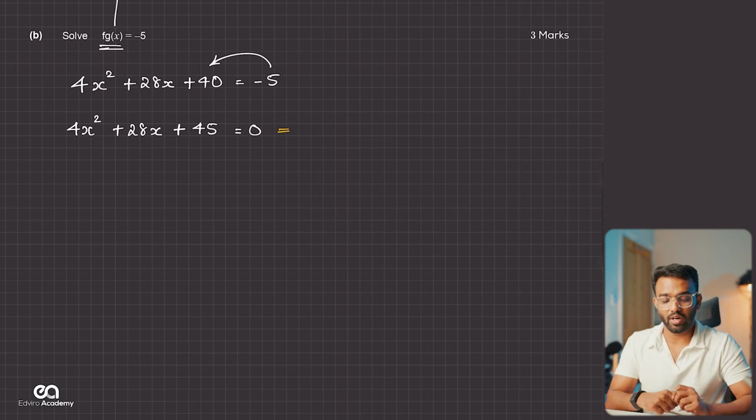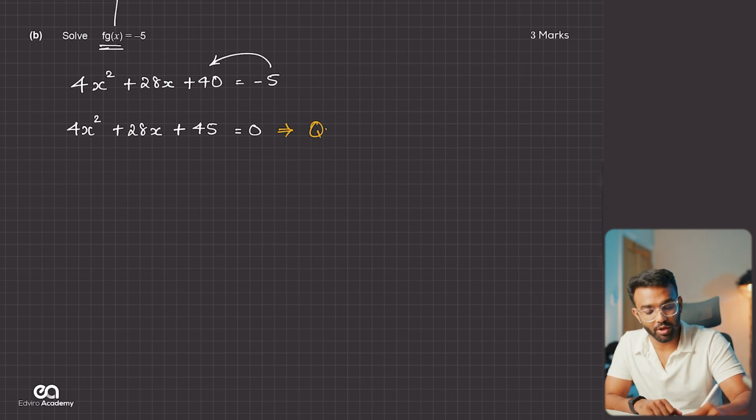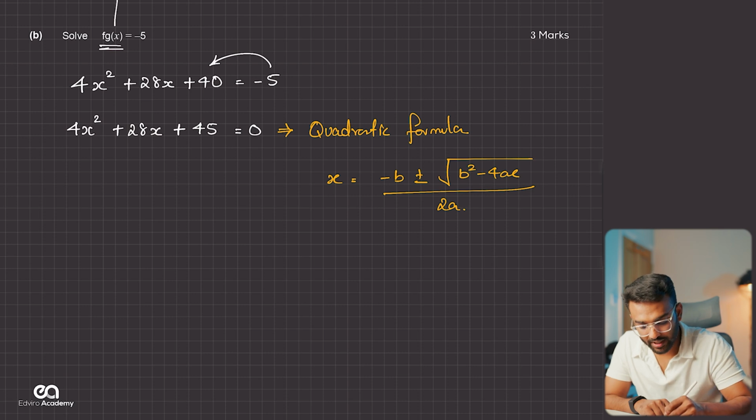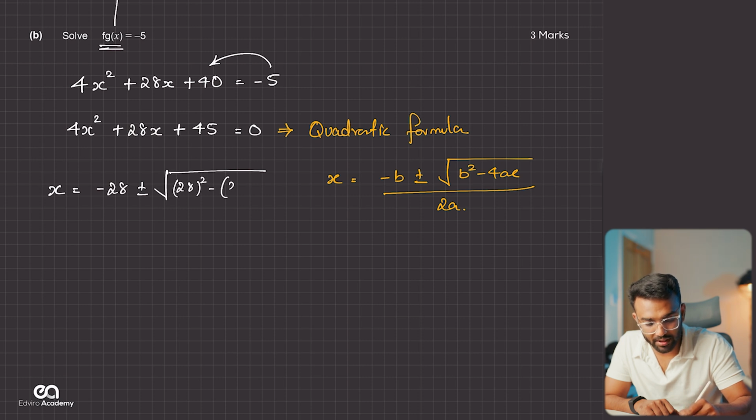In case you're worried about how to solve it and you're not able to solve it, you can always use the quadratic formula here. And what is the quadratic formula? x equals minus b plus or minus square root of b squared minus 4ac, divided by 2a. So when you use that, you're going to get minus 28 plus or minus square root of 28 the whole squared minus 4 times 4 times 45, divided by 2 times 4.